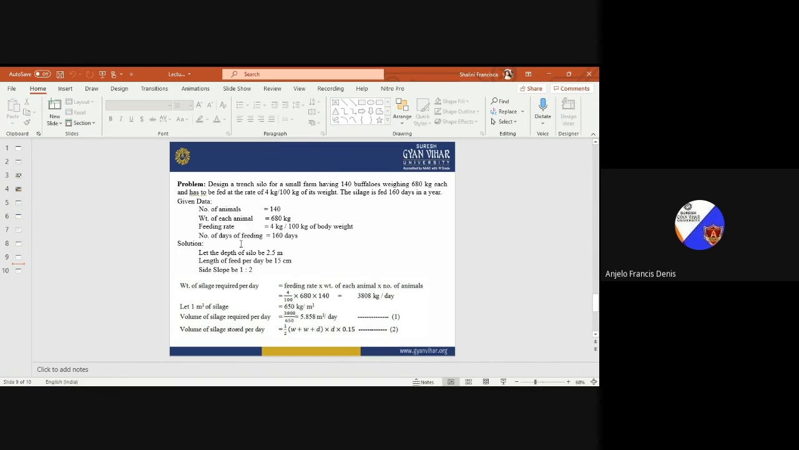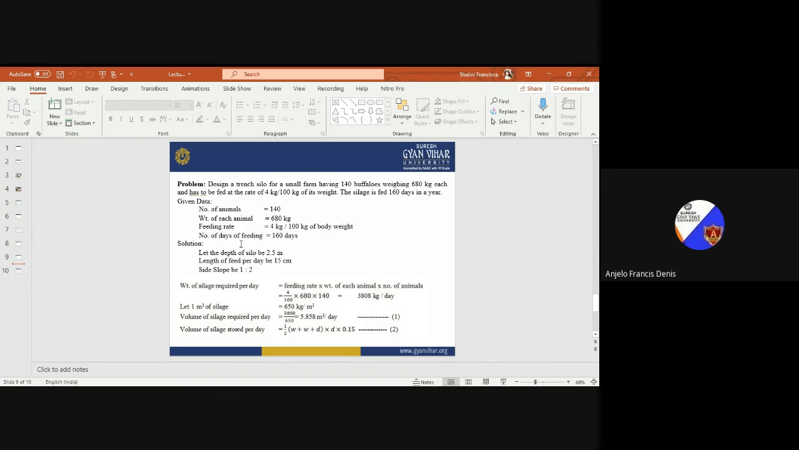So the weight of the silage required per day is feeding rate into weight of animals into number of animals. So it is 4 by 100 into 680 into 140. So it equals 3808 kg per day.